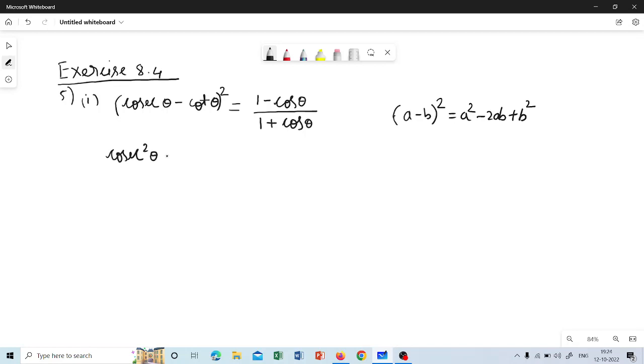So now using this I can expand this, so it will come as cosecant square theta minus 2 into cosec theta into cot theta plus cot square theta. So I'm taking only the RHS. We are not bothered about the LHS, the left hand side.